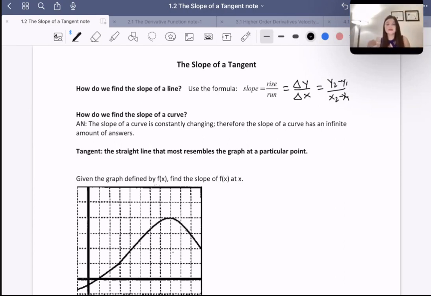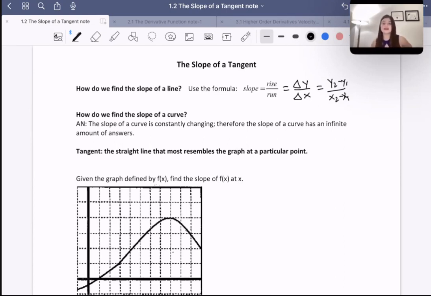Now, a line is very consistent, right? A line always has the same slope no matter what part of the line we're looking at. It does not matter. A curve is another story, though. With a curve, the slope changes, right? Sometimes we might have a very steep slope, other times not a steep slope. Also, a curve might change direction, so we might have a positive slope sometimes and a negative slope other times.